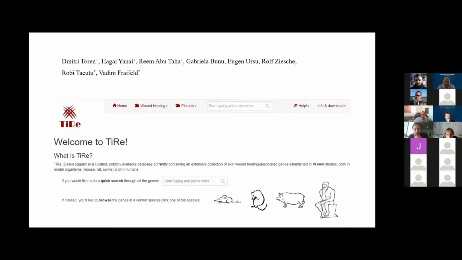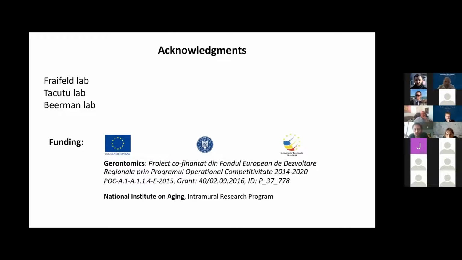And so we put all of these results in the database, and the paper, I think, should be accepted probably this week, right? Hopefully. So this was this project.